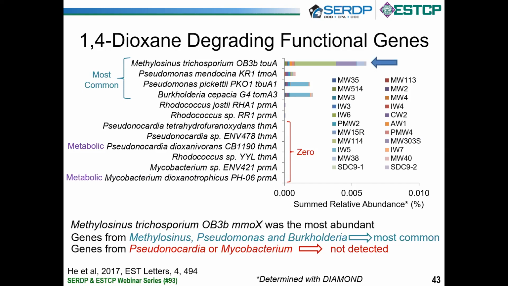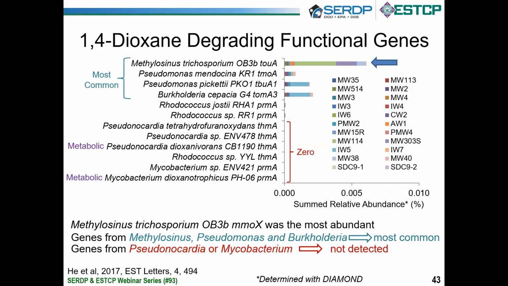On the x-axis is the sum relative abundance which considers all of the groundwater samples collectively, and the functional genes are shown on the y-axis. From the 12 genes examined, only 6 were found in the groundwater samples. Interestingly, these genes were detected in at least one sample from all 5 sites, despite the fact that only one site was known to be contaminated with 1,4-dioxane.